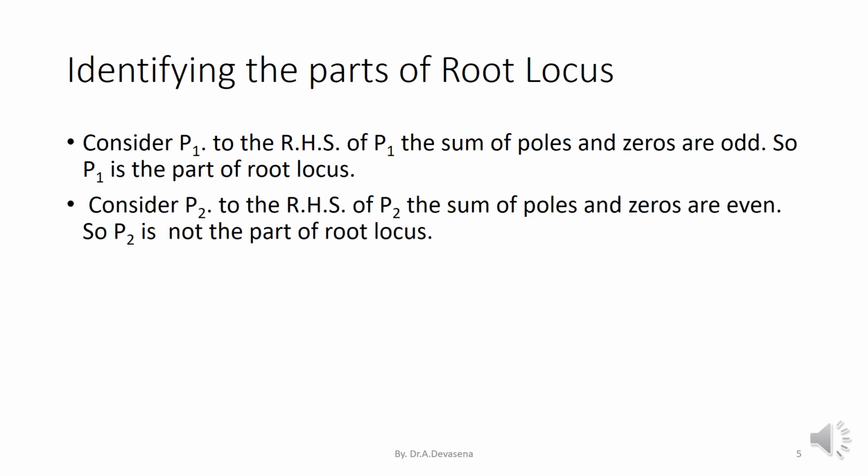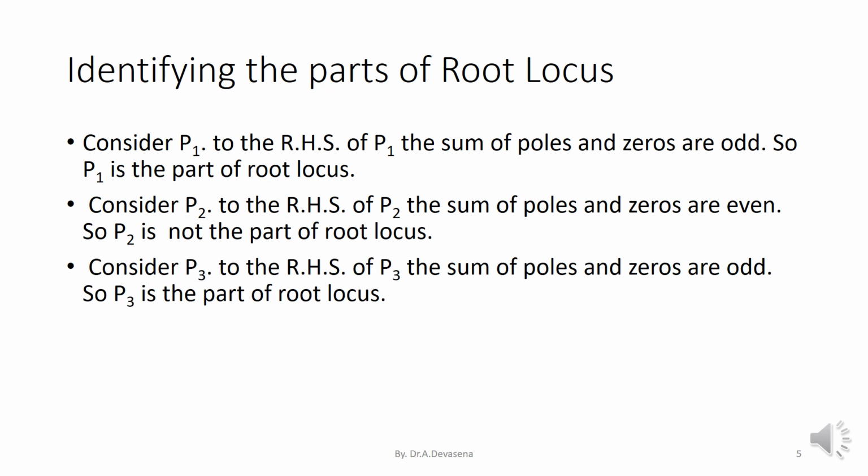Now consider point P2. To the right hand side of the point P2, the sum of poles and zeros is even. That is, 2 poles are located to the right hand side of the point P2. Therefore, P2 is not part of the root locus. Now consider point P3. To the right hand side of the point P3, the sum of poles and zeros is odd. That is, we have 3 poles. So, P3 is part of the root locus.